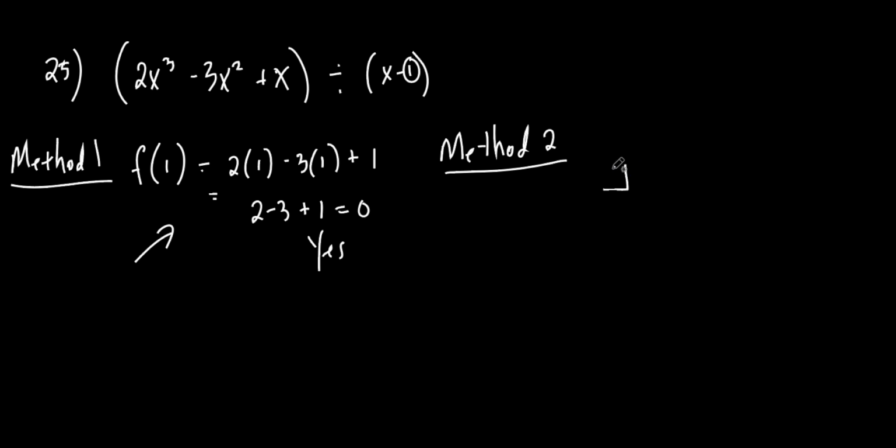So what do we put here? A 1. Then what's my constants? Or not my constants, my coefficients. 2, negative 3, and 1. Bring it down. 2. That's 1 times 2 is 2. Add them up. Negative 1. Multiply them. Negative 1, 0. Boom.